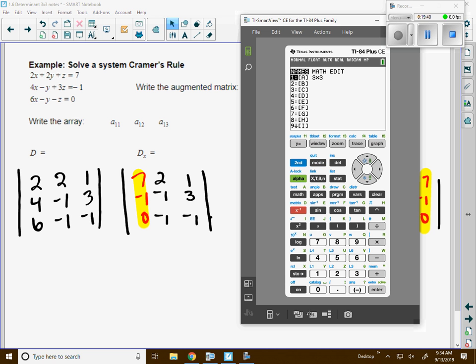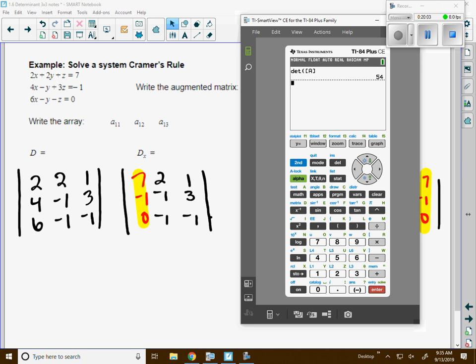Second, X1, math, choose number 1, DET. Press enter. One more time, second, X1, press enter if you're using matrix A. If you're using a different matrix, you have to scroll down and choose that one. Then press enter again, and it should show up for you.